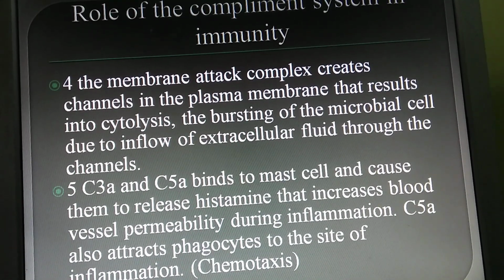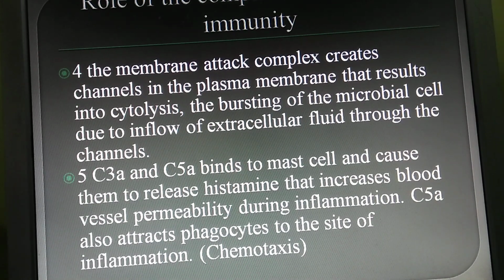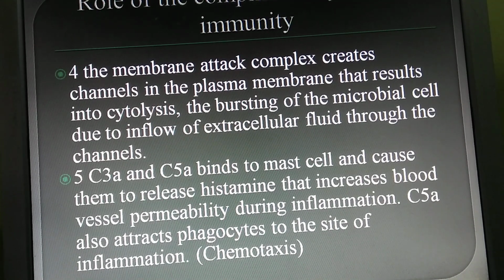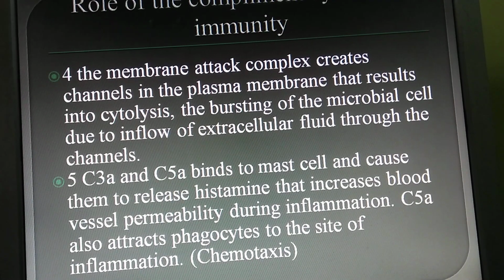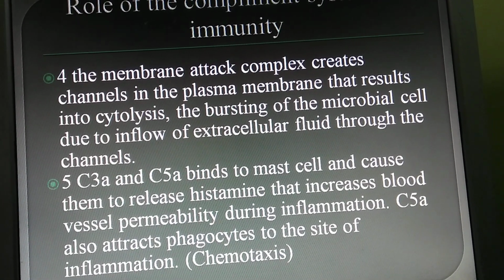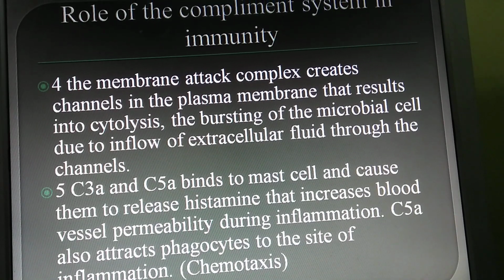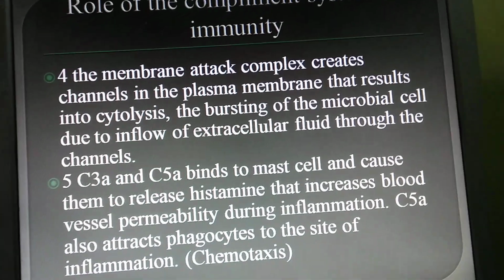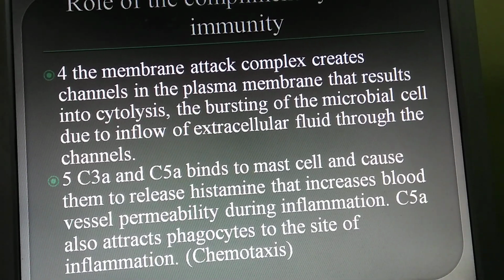Now number 4. The membrane attack complex creates channels in the plasma membrane that result in cytolysis, the bursting of the microbial cell due to inflow of the extracellular fluid through the channels. C3a and C5a bind to the mast cells and cause them to release histamine that increases blood vessel permeability during inflammation. C3a and C5a also attract phagocytes to the site of inflammation.